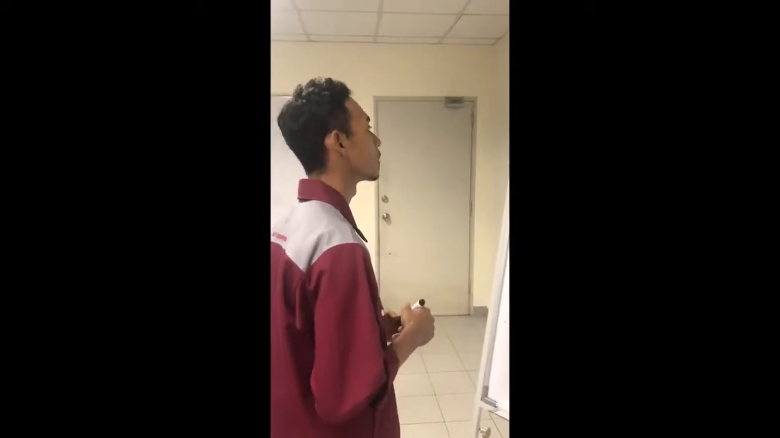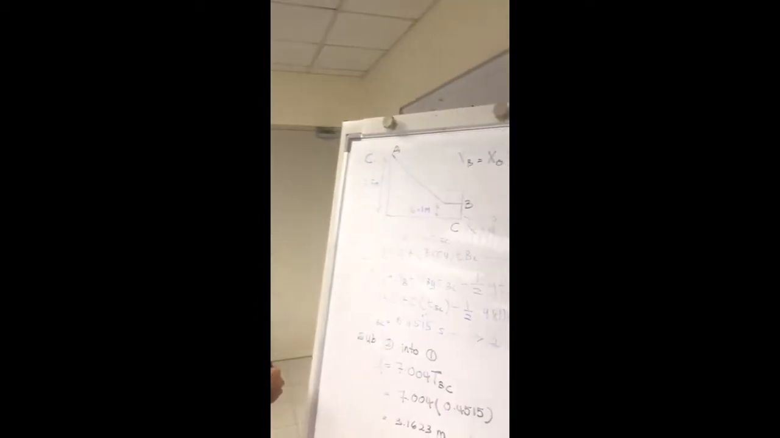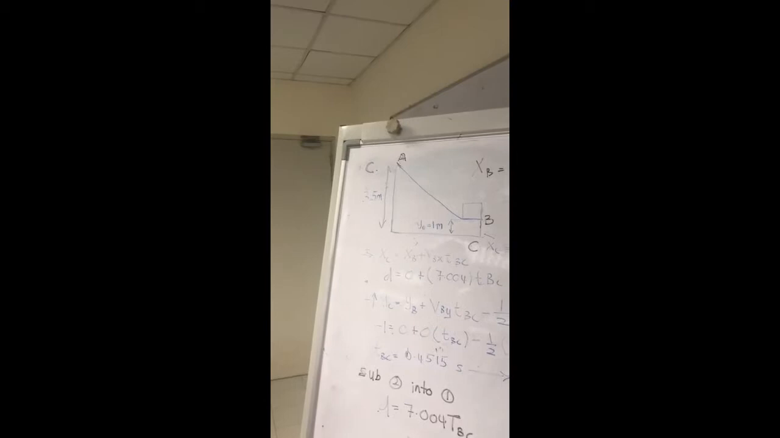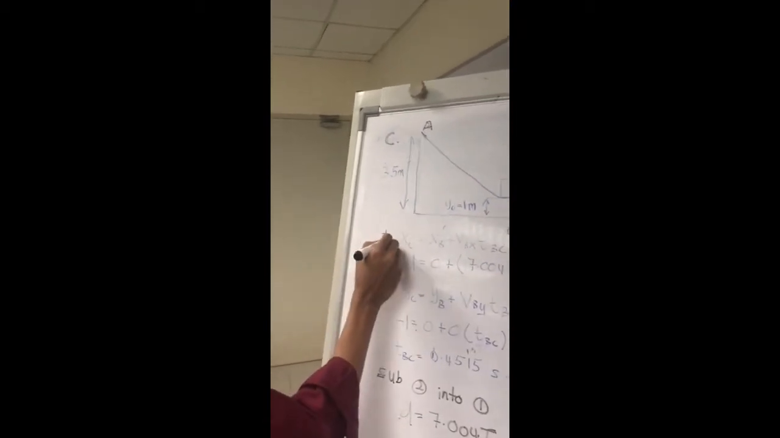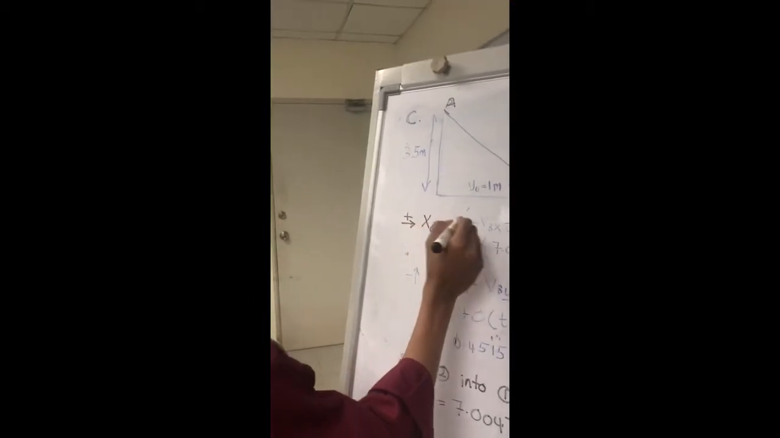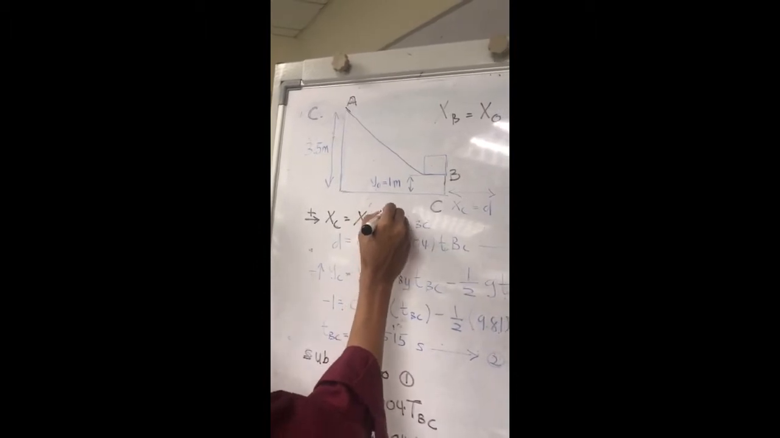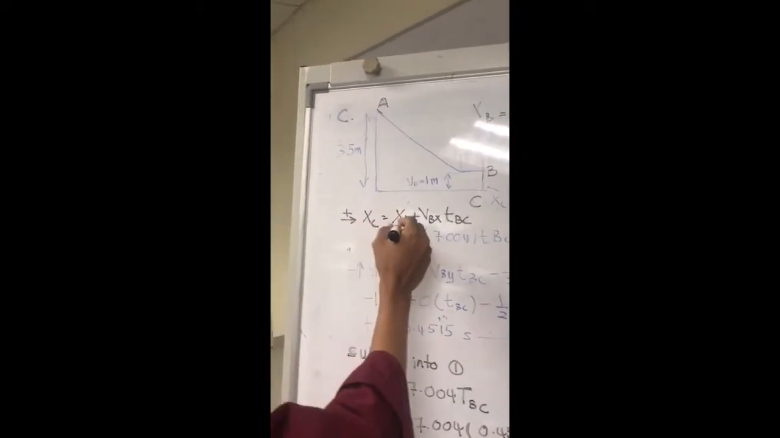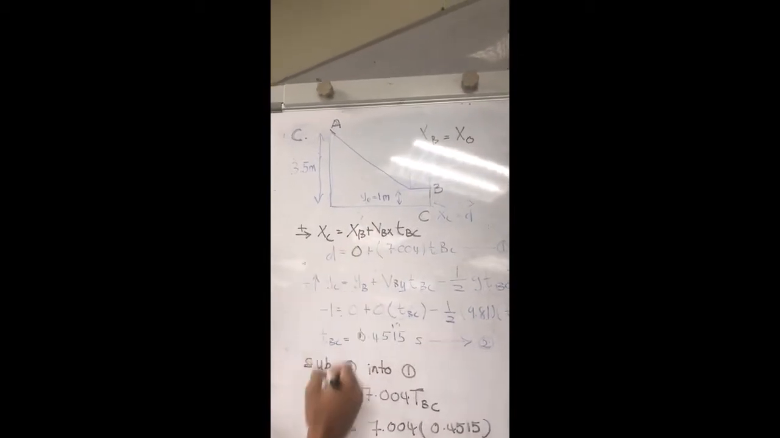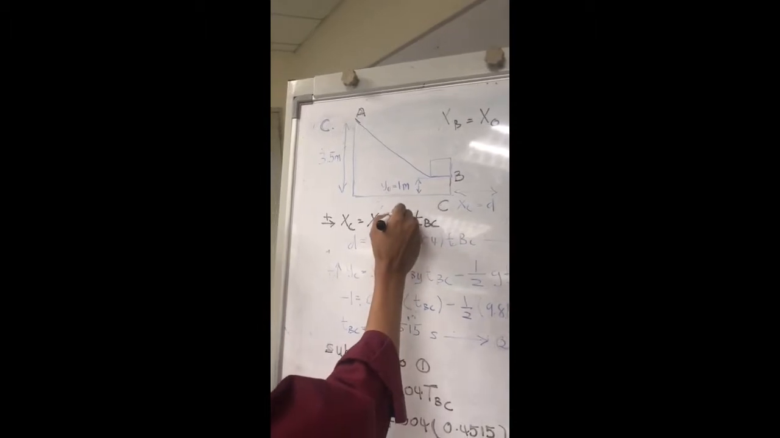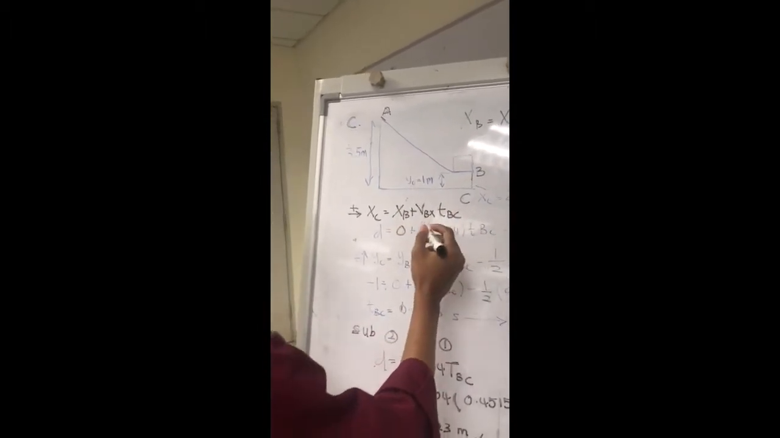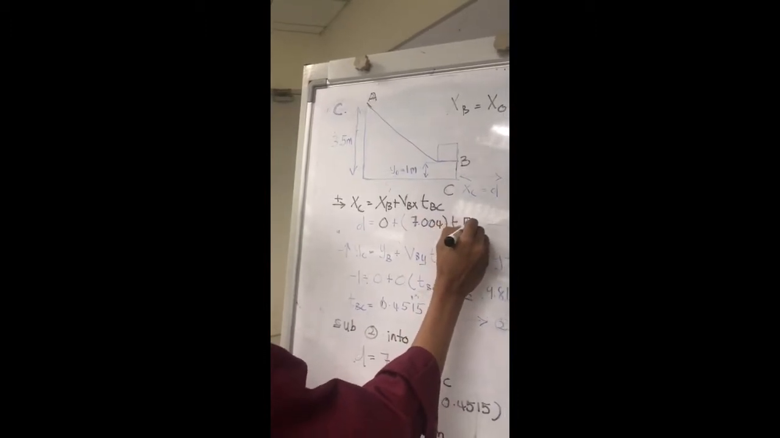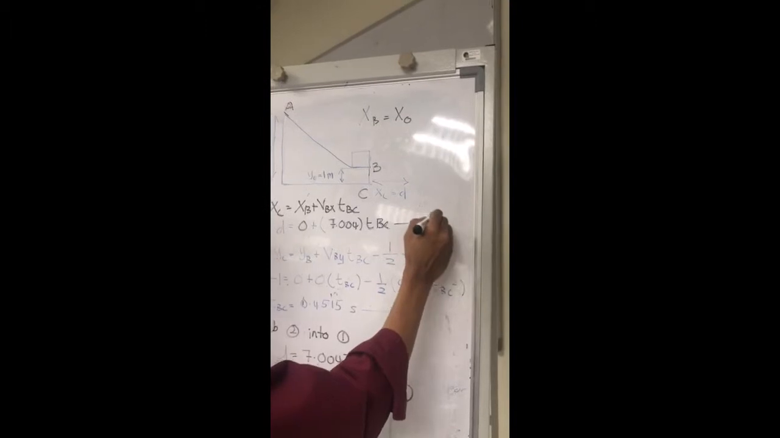Okay, we continue with question 1C. The question is to calculate the distance from the wall of the ramp at B to where the object strikes the ground. For the horizontal x component, xC equal to xB plus vBx times tBC. The xB we get from the graph is equal to 0, plus vBx, which we get from the previous question, 7.004, times tBC. This is equation 1.